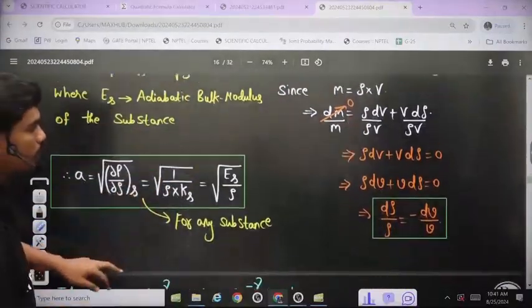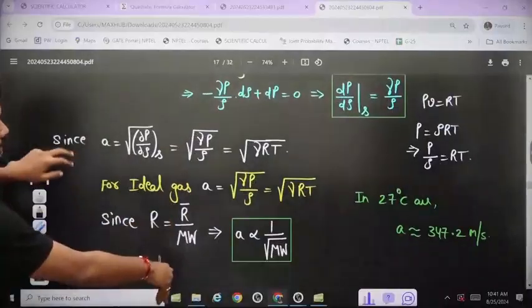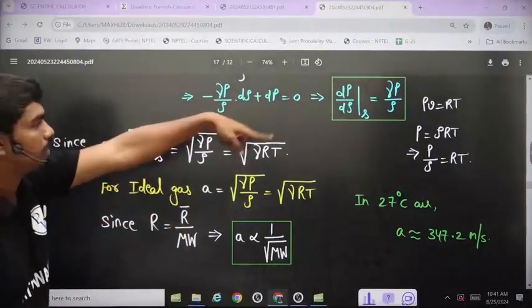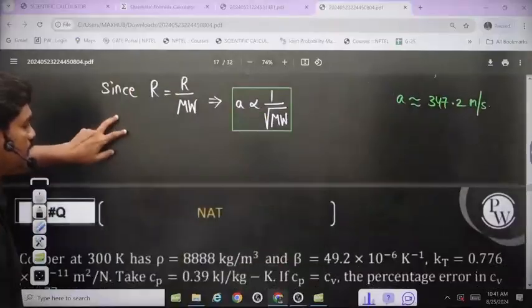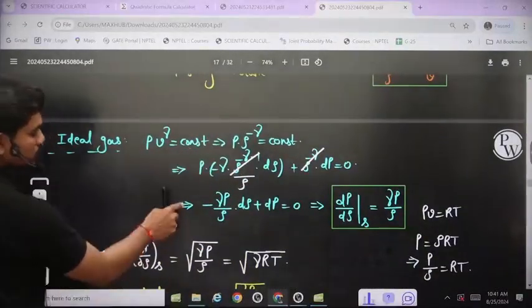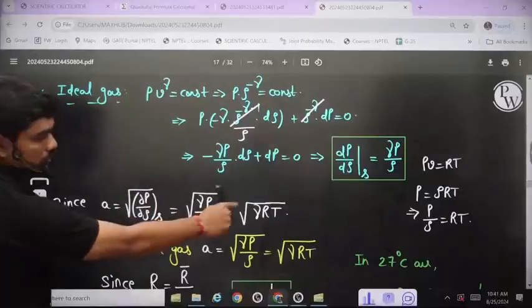Now for ideal gas, what happens? We have taken the assumption of ideal gas. For ideal gas, you can see this is root gamma P by O. They have done some analysis, and here I have done the analysis. So for ideal gas, P O power minus gamma equal to constant. So you will eventually show that this is equal to root gamma RT.